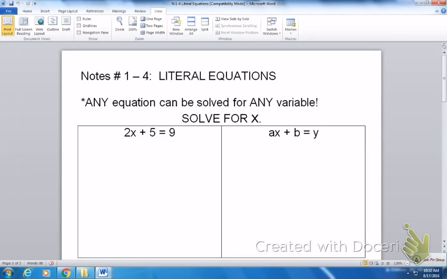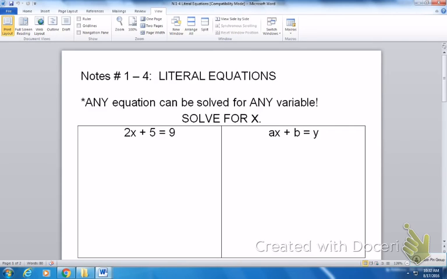All right, guys, so we're starting 1-4 today. It's called literal equations, and basically this is the exact same thing that we've been doing: distribution, moving things from one side to the other. It's just that now we're going to be dealing with all variables, well, mostly. And I know that can be scary, but guys, it's the same processes as we've been doing.